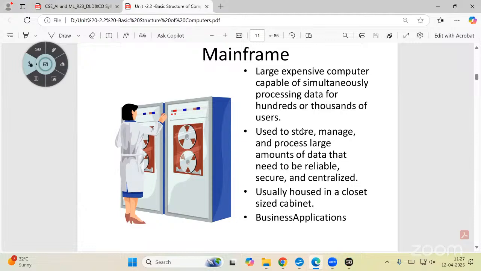Many lakhs of members in India, all at a time. But all ATMs are connected to only one server, the SBI server. That is mainframe computers. So this can be used in business applications. Example is the ATM.